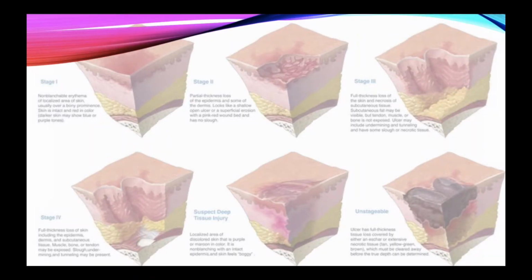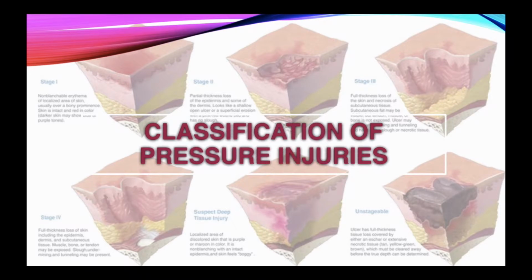Now, let's go to the classification of pressure injuries. Why do we need to know how to classify pressure injuries? Pressure injury classification is a method of determining the severity of a pressure injury. A classification system describes a series of numbered stages or grades, each determining a different degree of tissue damage. The deeper the injury and the more extensive the tissue damage, the higher the grade number.